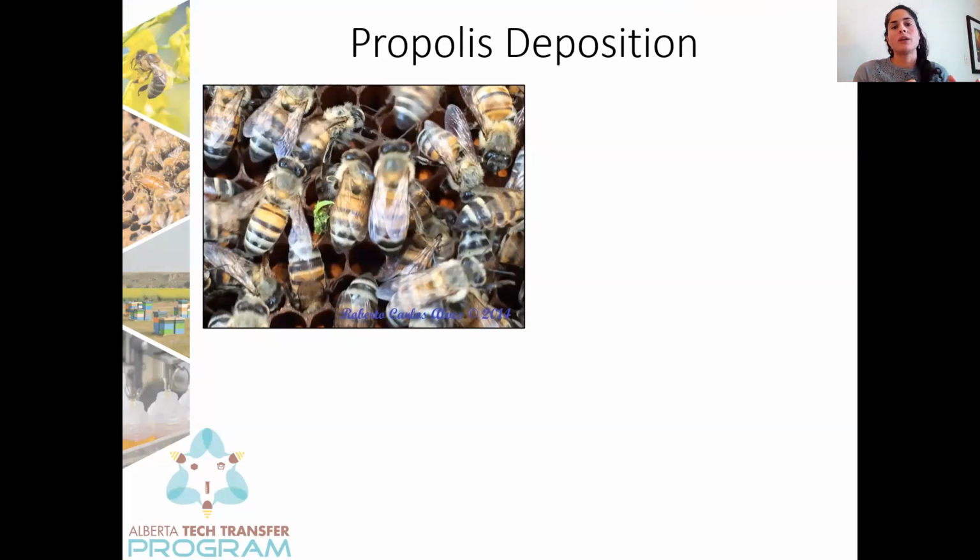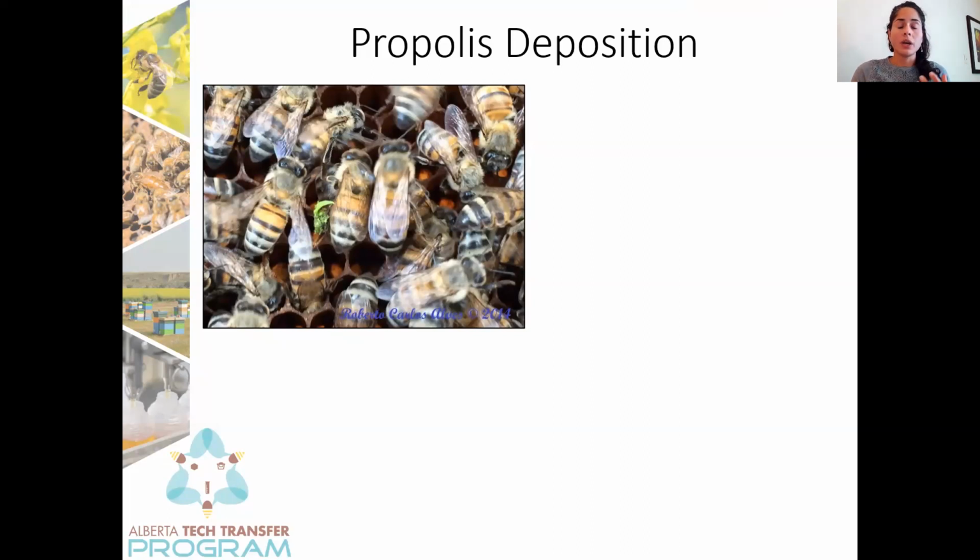And when they bring it to the colony, they also end up adding some mandibular secretion. They collect that with their mouth parts. We don't know if they actually intend to add these secretions to the resin, or if it happens just because of the way they manipulate the resin. But we do find some mandibular secretions in propolis as well.